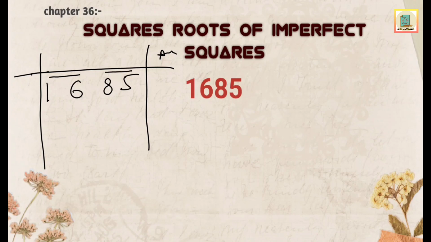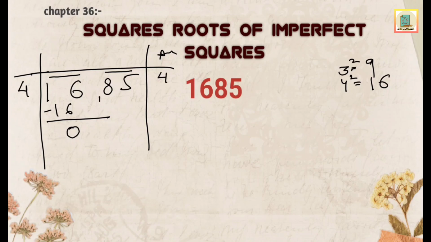Now let's come to 16. So we have to find a number which gives the square as 16 or less than 16. So here, square of 3 is 9 and square of 4 is 16. So it's going by 4. 4 over here as a divisor and 4 in the answer part. So minus 16 we get 0. Now we'll drop 85, that is next pair. So the next dividend becomes 85.